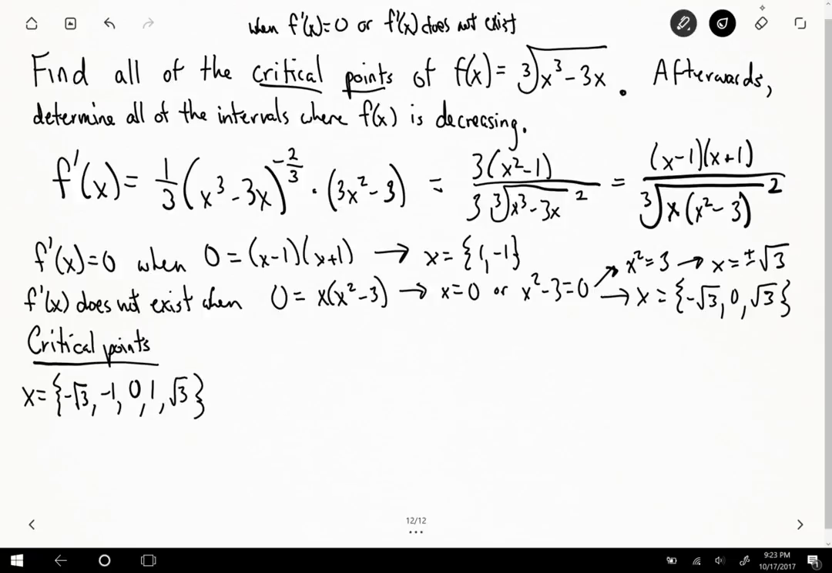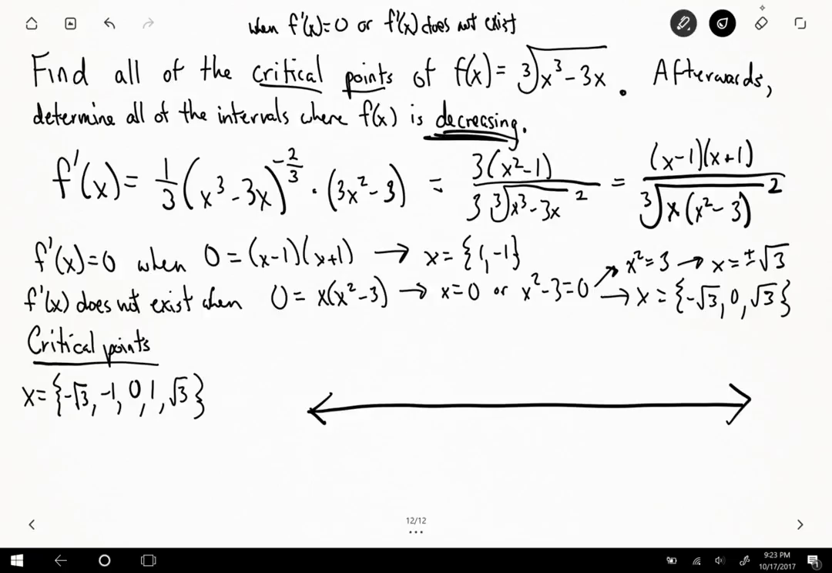and then we need positive square root of 3. Now, there's different ways to do this for the next part. Determine all intervals when this is decreasing. Some people make a sign chart or table. The way I like to do it personally is I break up a number line. And what do I mean by breaking up a number line? See all those critical points right there?